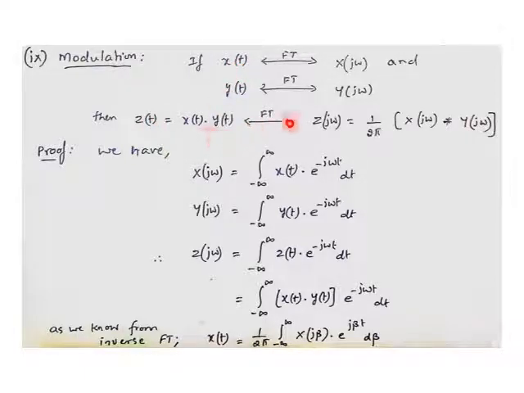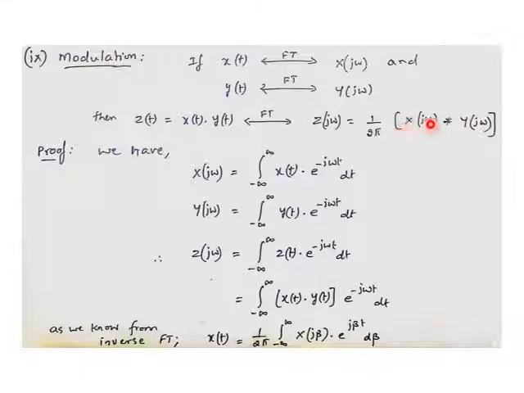If I do the Fourier transform of this, I should get z of j omega, and it is written as 1 by 2 pi of x of j omega convolved with y of j omega. So the product of two continuous time signals gives a convolution in the frequency domain, that is, convolution with respect to frequency. Let me prove this.